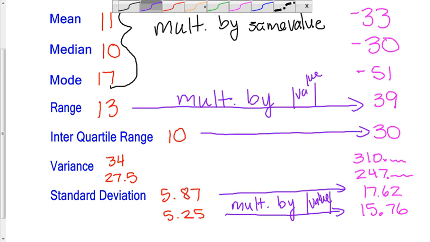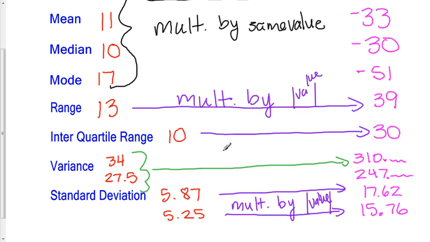The variance, on the other hand, no matter which one you're doing, you have to multiply by whatever the value is that you use to increase or decrease it. You have to take that value and square it, and then multiply it by the variance.